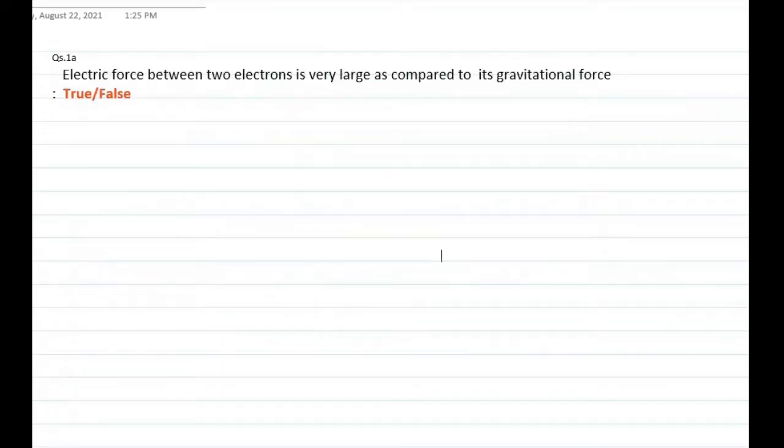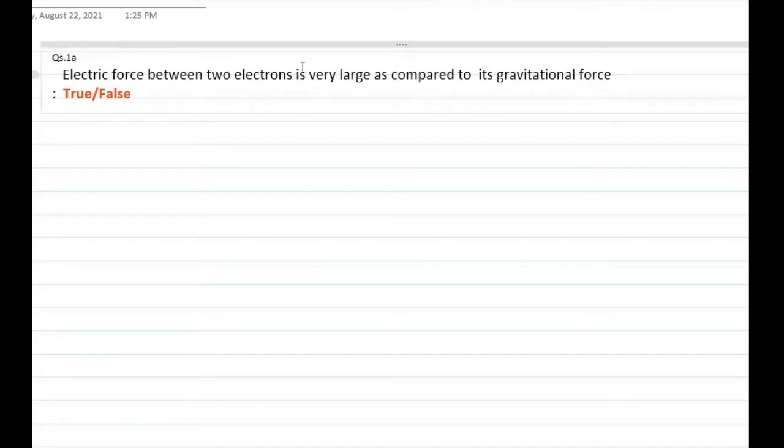Now we will come to the first objective type question. The electric force between two electrons is very large as compared to its gravitational force, true or false? Whether the electric force between two electrons is very large when compared to its gravitational force? Generally we know electric force is always greater than gravitational force. Let us take an example to look into the statement.